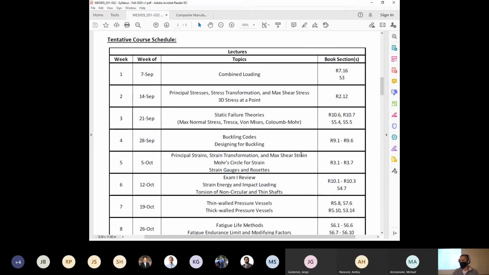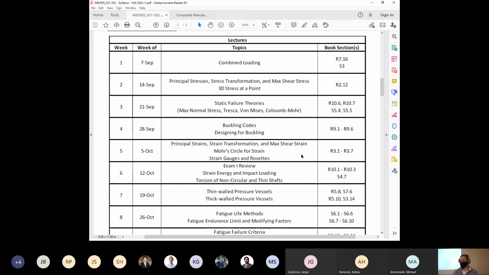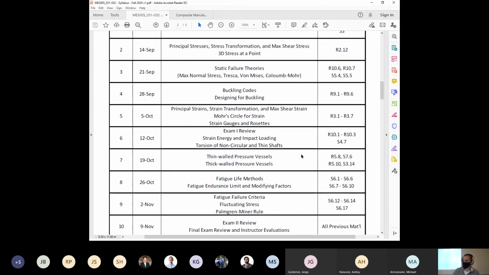The syllabus is listed here. You can see the topics for each particular week, including we're starting with combined loading, which is a continuation of something you should have done in 2004. And then we'll move on to principal stresses. Again, something you should have learned in 2004, but maybe we need to bulk up a little bit in 3005 here again. Then we'll get into some new stuff specific to 3005, static failure criteria, more advanced buckling topics. Maybe you talked about buckling, maybe you didn't. Just show of hands, who talked about buckling in 2004?